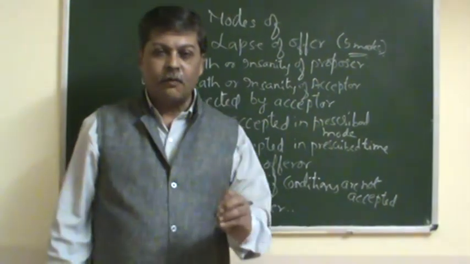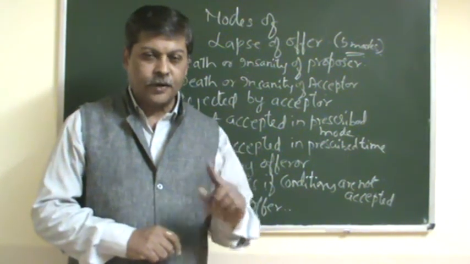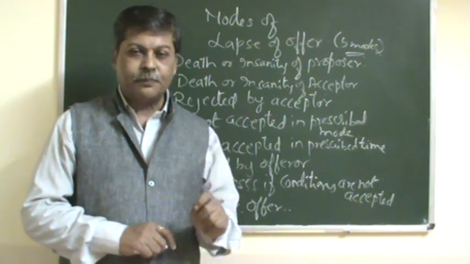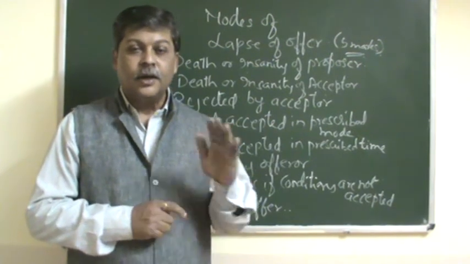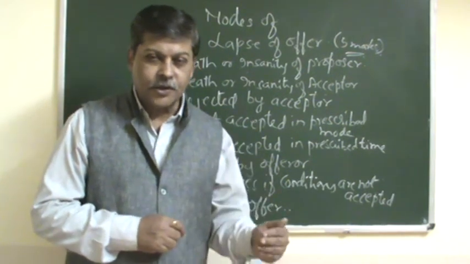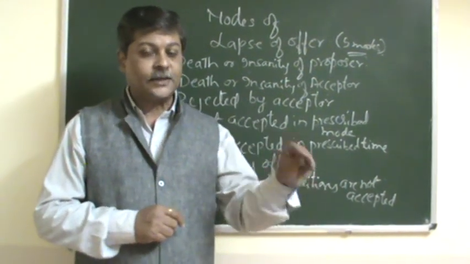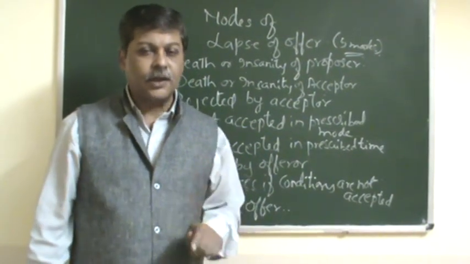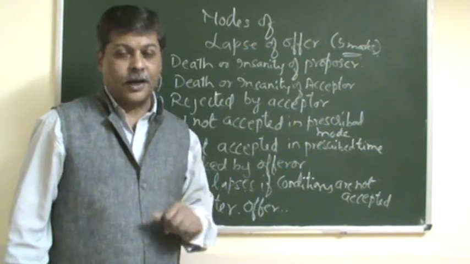And last, the offer lapses if there is a counter offer. I told you what a counter offer is, we have discussed it. If the acceptor or offeree makes any modifications in the original offer, the original offer comes to an end. So any modification in the original offer is called a counter offer. This modification or the changes is made by the offeree, the acceptor. And when there is a counter offer, the original offer lapses.